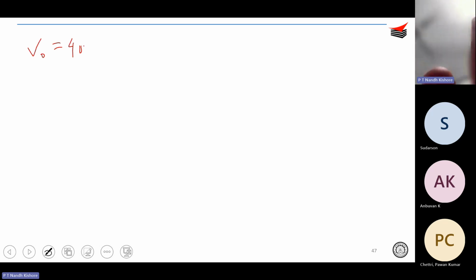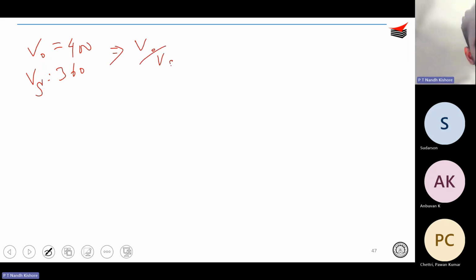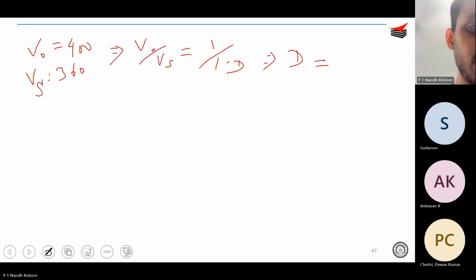So what is the output voltage in a boost converter? So V naught was 400 and Vs was 360, right? Therefore, V naught by Vs is equal to 1 by 1 minus D. Therefore, D is how much? D turns out to be 0.1.